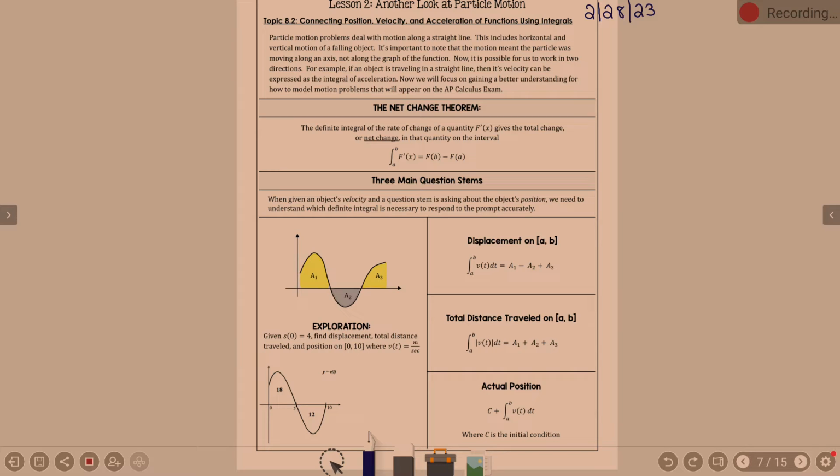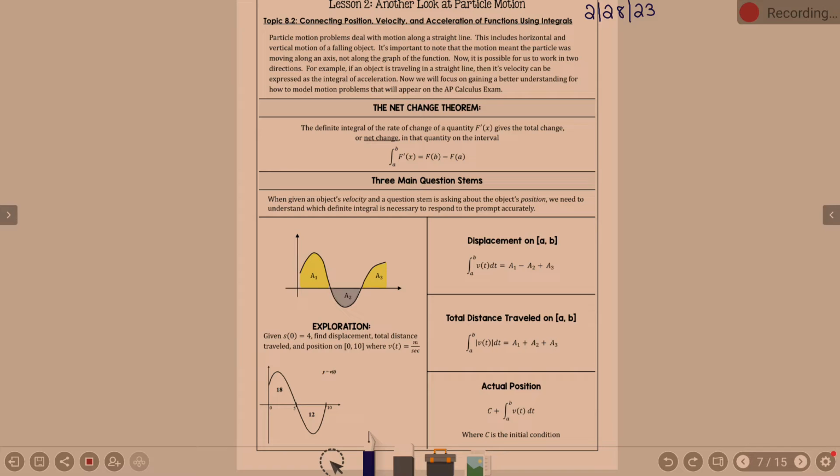This includes horizontal and vertical motion of a falling object. It's important to note that the motion means the particle was moving along an axis, not along the graph of the function, so thus along the straight line. Now, it's possible for us to work in two directions. For example, if an object is traveling a straight line, then its velocity can be expressed as the integral of acceleration. Now we'll focus on getting a better understanding for how to model motion problems that will appear on the AP exam.